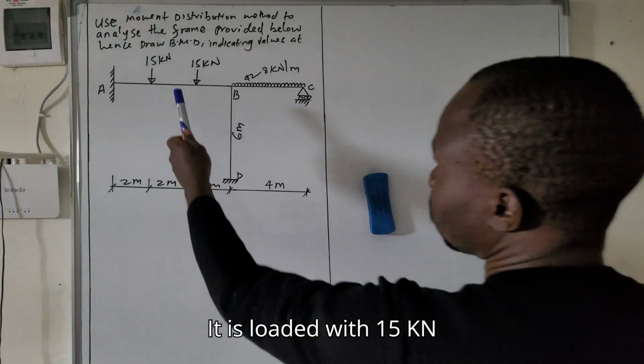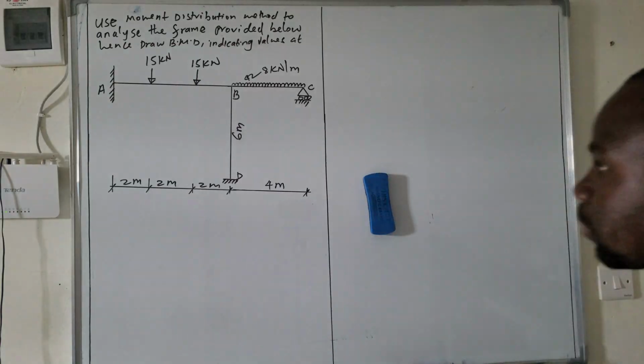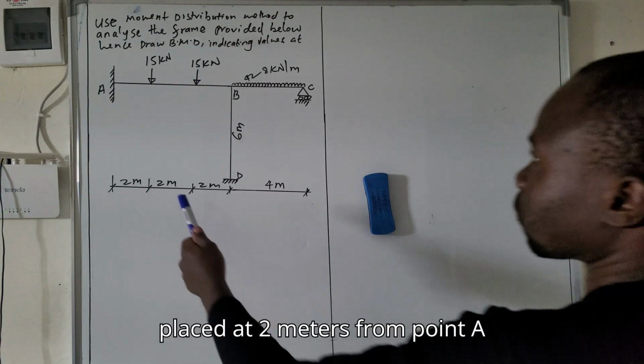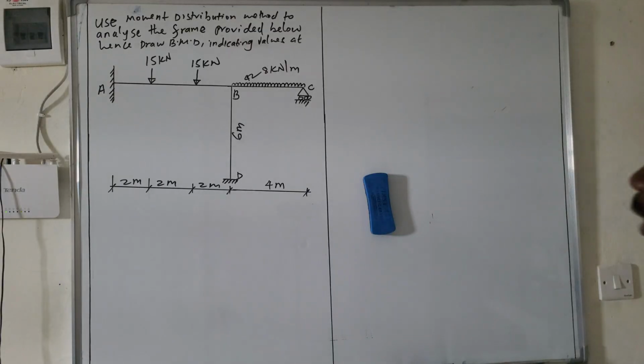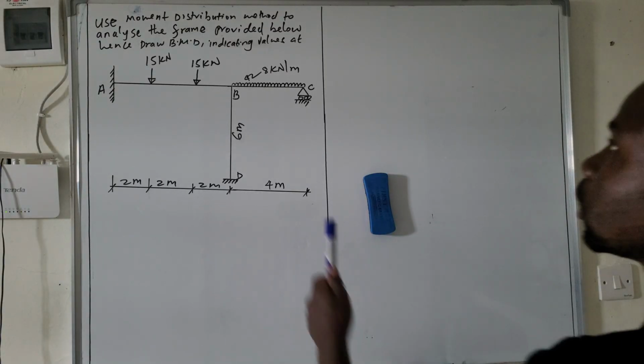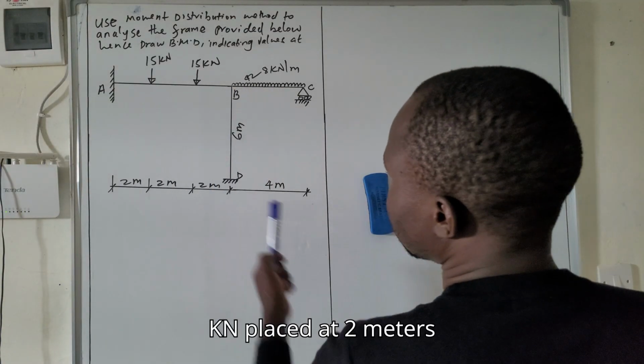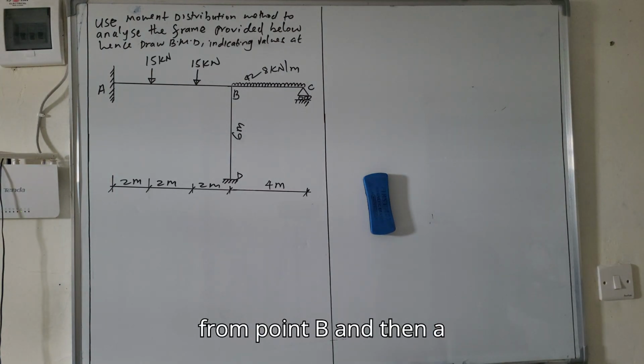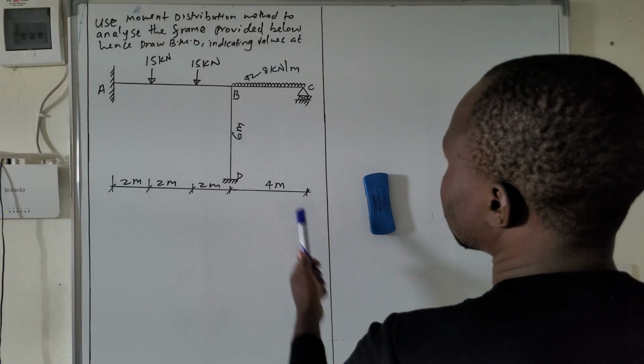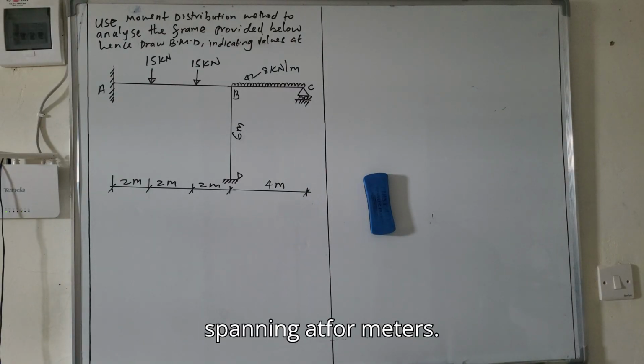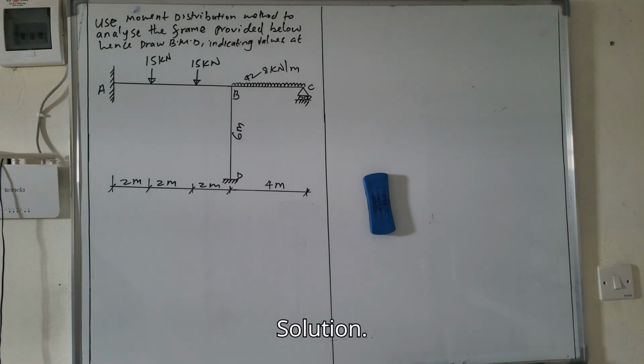It is loaded with 15 kilonewton placed at 2 meters from point A, and then again 15 kilonewton placed at 2 meters from point B, and then a UDL of 8 kilonewton per meter spanning 4 meters. So let's see how we can handle such a question. Solution.